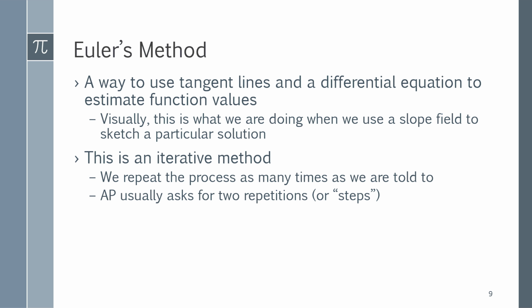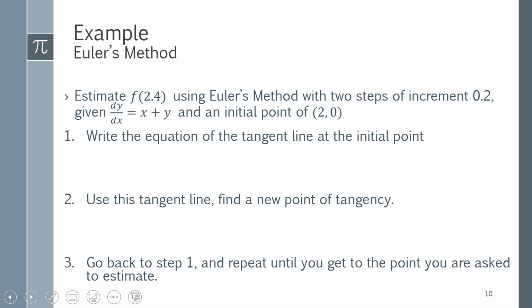So the general idea is, we're going to use an example to illustrate this. We're going to estimate f of 2.4 using Euler's method with 2 steps of increment 0.2. So this means we're going to repeat the steps twice. The increment of 0.2 is how much x is changing by each time we go through the series of steps. We're given a differential equation, dy/dx equals x plus y, which is not easy to solve, and an initial point of (2, 0).